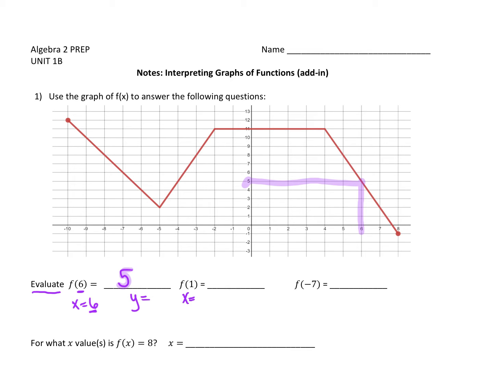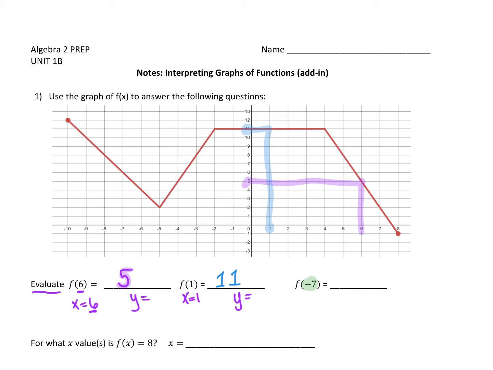Similarly, x is equal to 1. What is y equal to? So if I go to where x is 1, I'm going to go up until I hit my red line, and I can see that my y is 11. So when x is 1, y is 11.